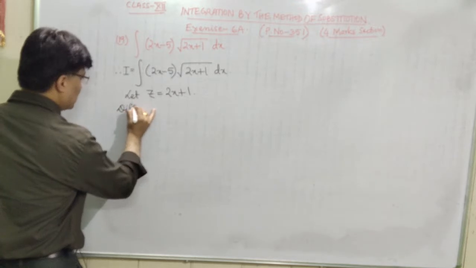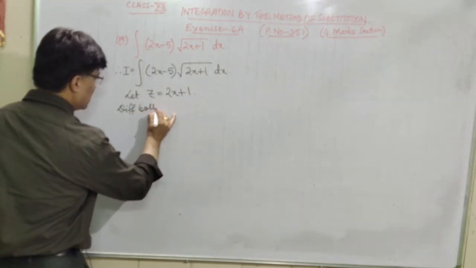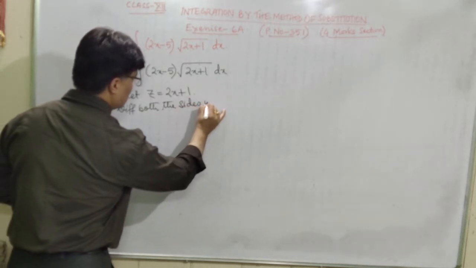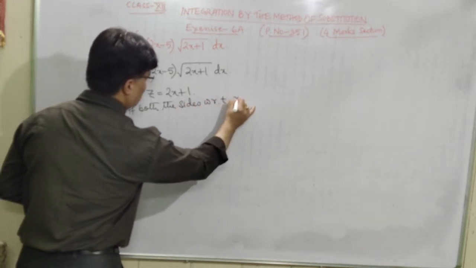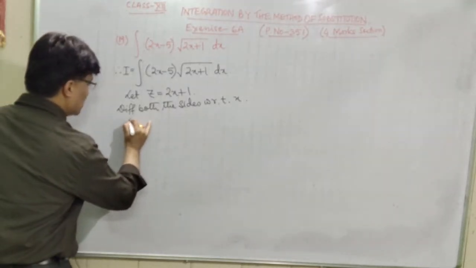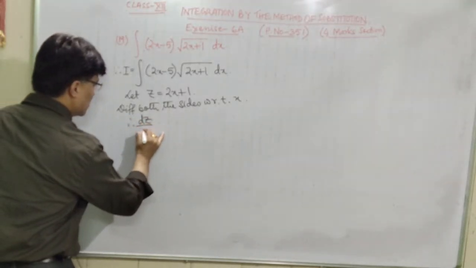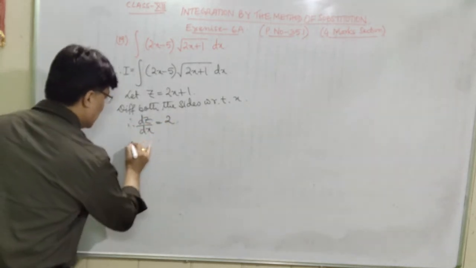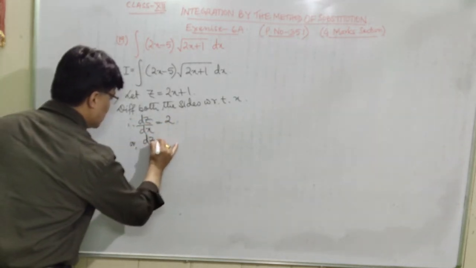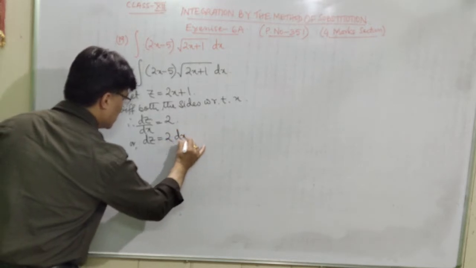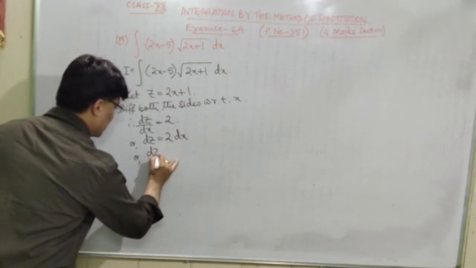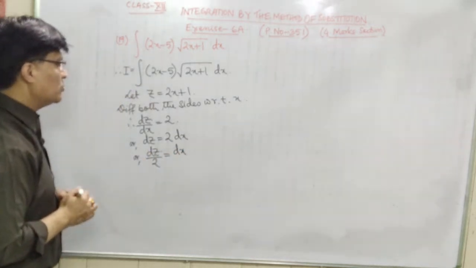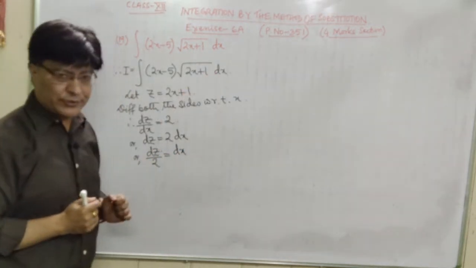So let us differentiate both the sides with respect to x. So what does it become now? It is dz by dx is equal to 2. Now you can do cross multiplication, so dz is equal to 2 dx. Or you can take this 2 to the left hand side, so dz by 2 is equal to dx. That means we have got the value for dx.